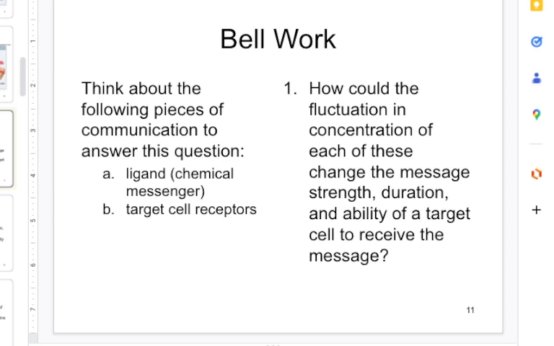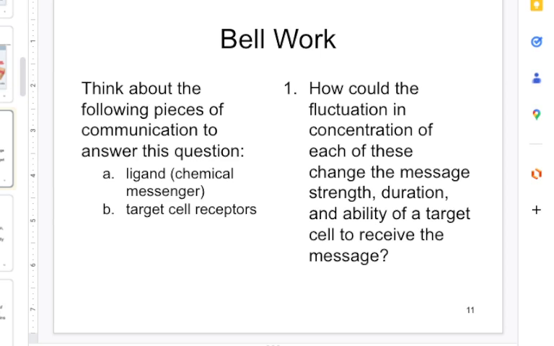So how could the fluctuation in the concentration of each of these, ligands and target cell receptors, change the message strength, duration, and ability of a target cell to receive the message? So think about this and write a few sentences. Basically, it's asking what would happen if there's more ligand or less ligand?